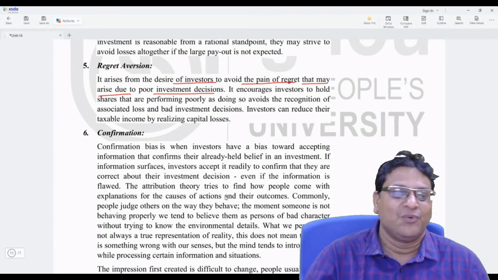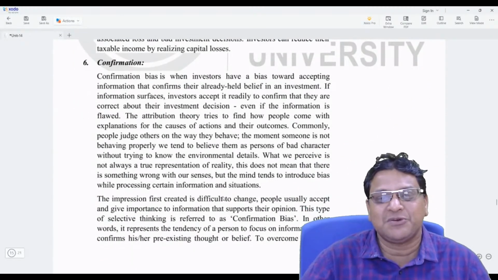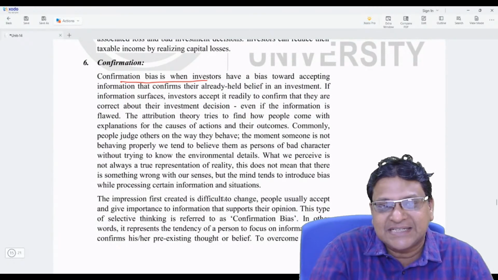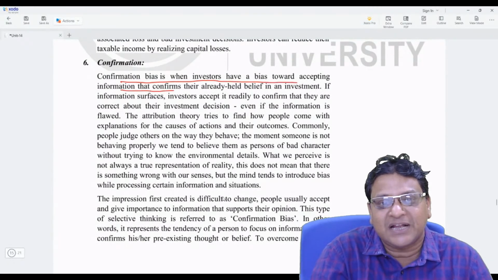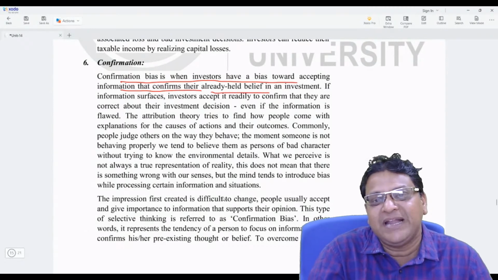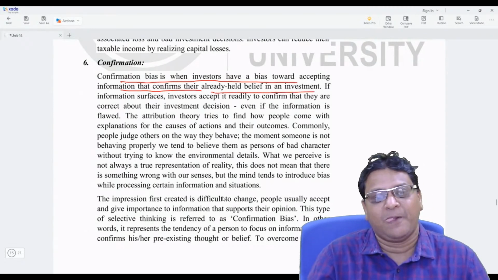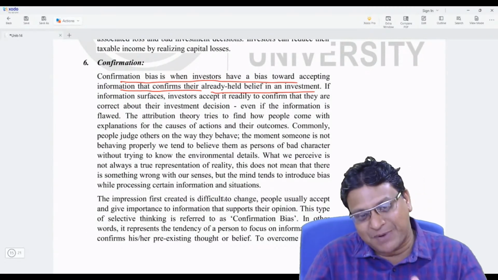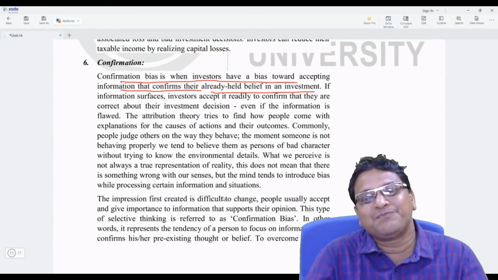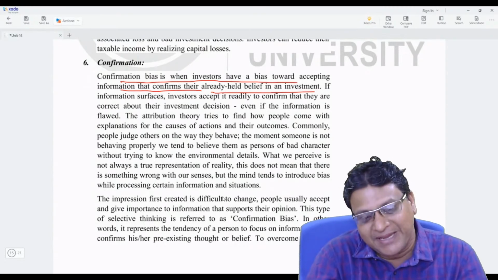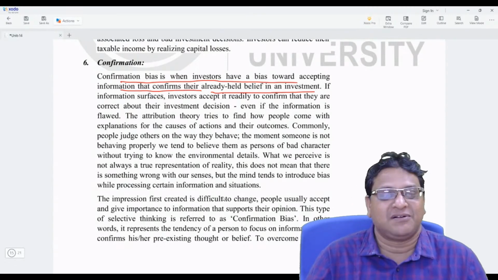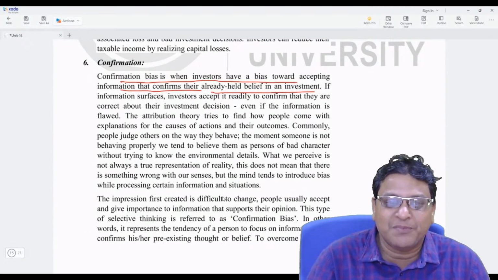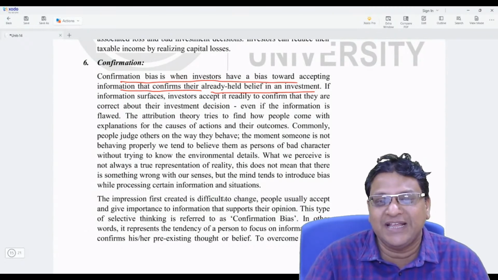Next, confirmation. What is confirmation bias? Confirmation bias arises when investors have a bias towards accepting information that confirms what they already believe about an investment. Suppose you believe that Reliance is a good stock. Even if its price comes down, you feel that it's a good stock and you buy it. This is confirmation bias.